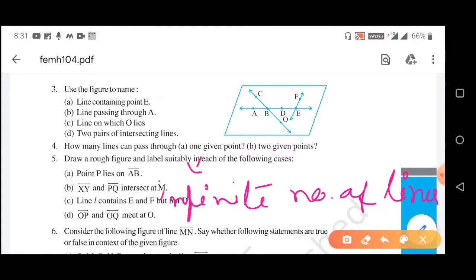The next question is two given points. So suppose two given points are like this, then how many lines can pass through these two given points? See, only one line can pass through two given points. So the answer is only one line.